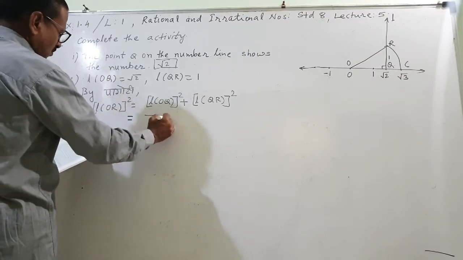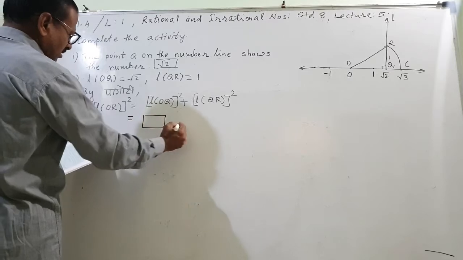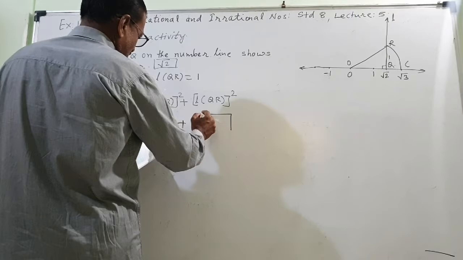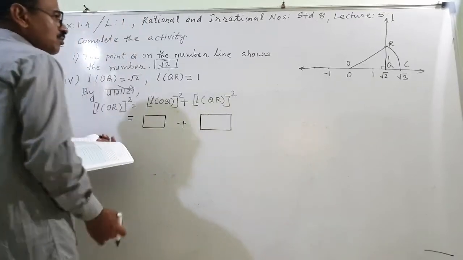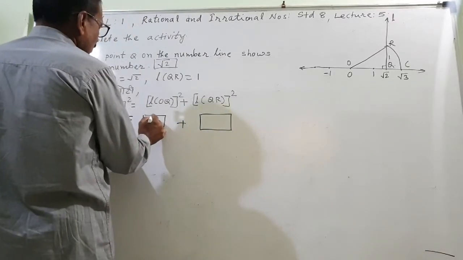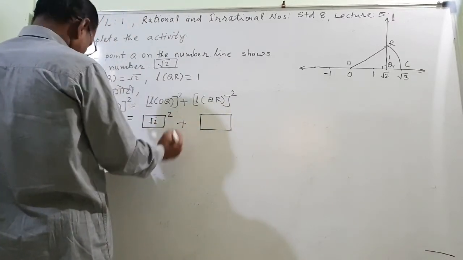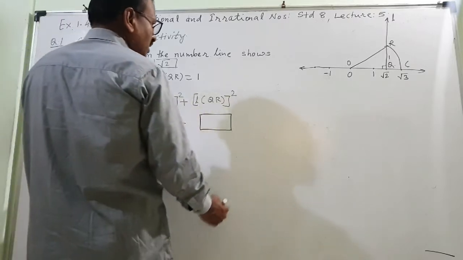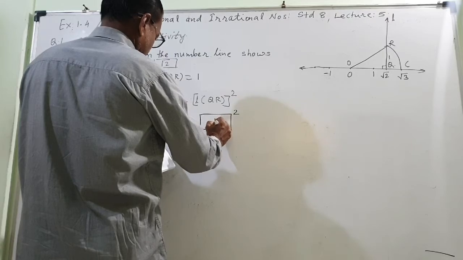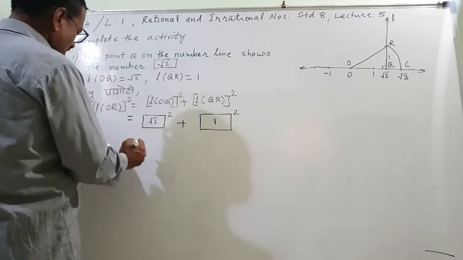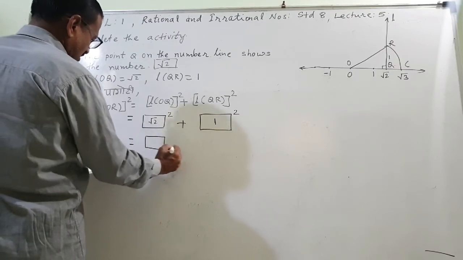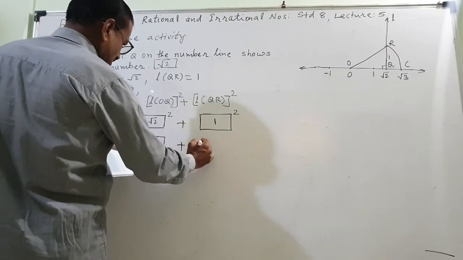Now, what will be here, plus what will be here, that we have to complete. OQ is how much? OQ is root 2. So it will be root 2 square. QR is how much? It is 1. Its square. So that is equal to box plus box.